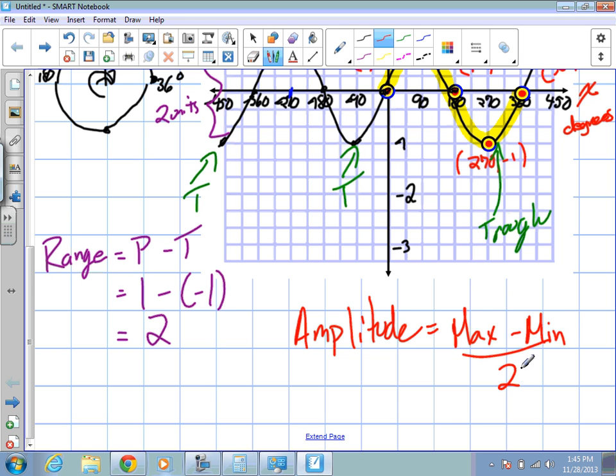So what is our max subtract our min? We already calculated it. 1. Just the max subtract min, not divided by 2. So what was our range? 2. Okay? And we still have to divide it by 2. So what is the amplitude of this function?